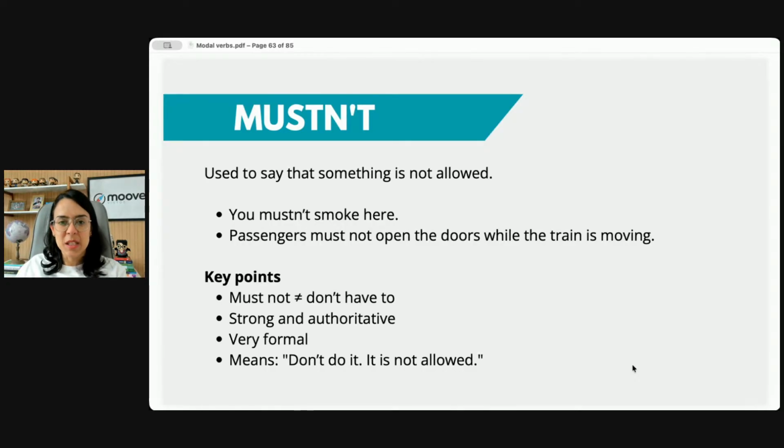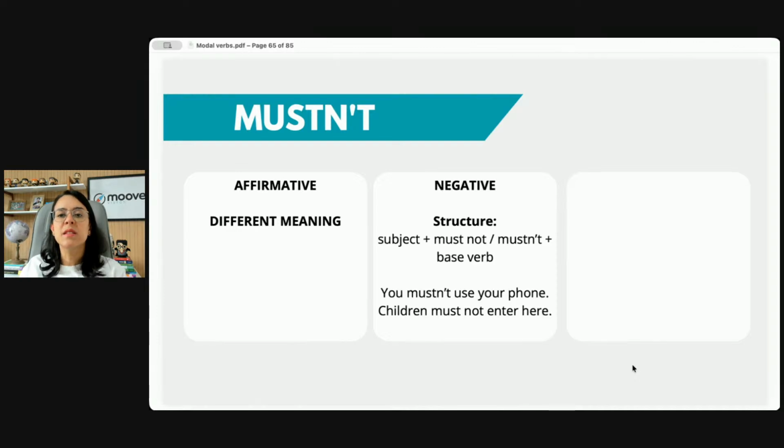And this is very formal, using mustn't, okay? It can be rude, depending on the situation, so be careful. And it's very emphatic too. Like, don't do it. It's not allowed. So only use mustn't if it's something serious. And in the affirmative, it has a different meaning. In the negative, must not. If you want to be very formal, mustn't in spoken language.